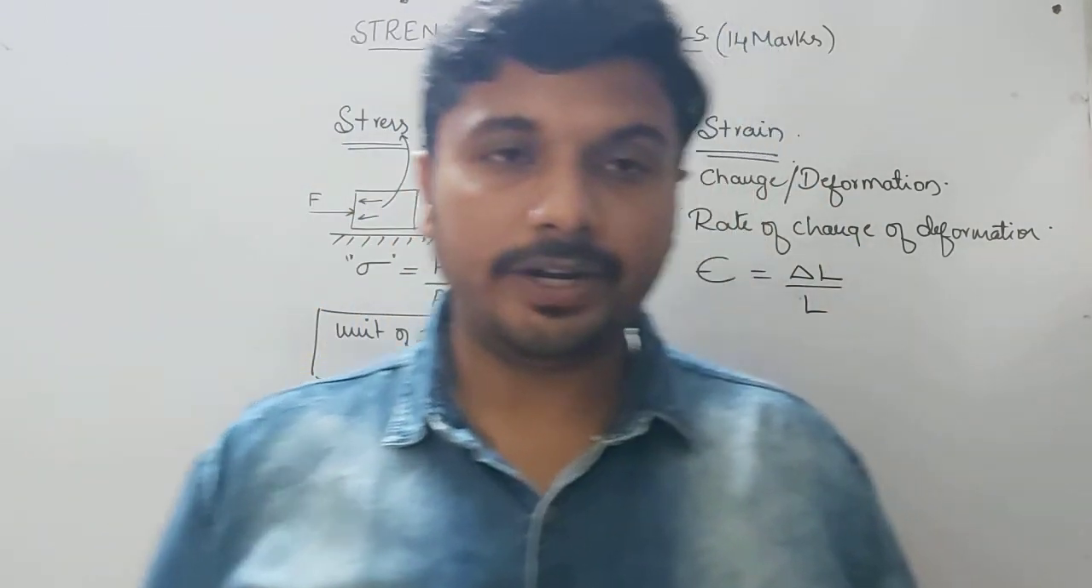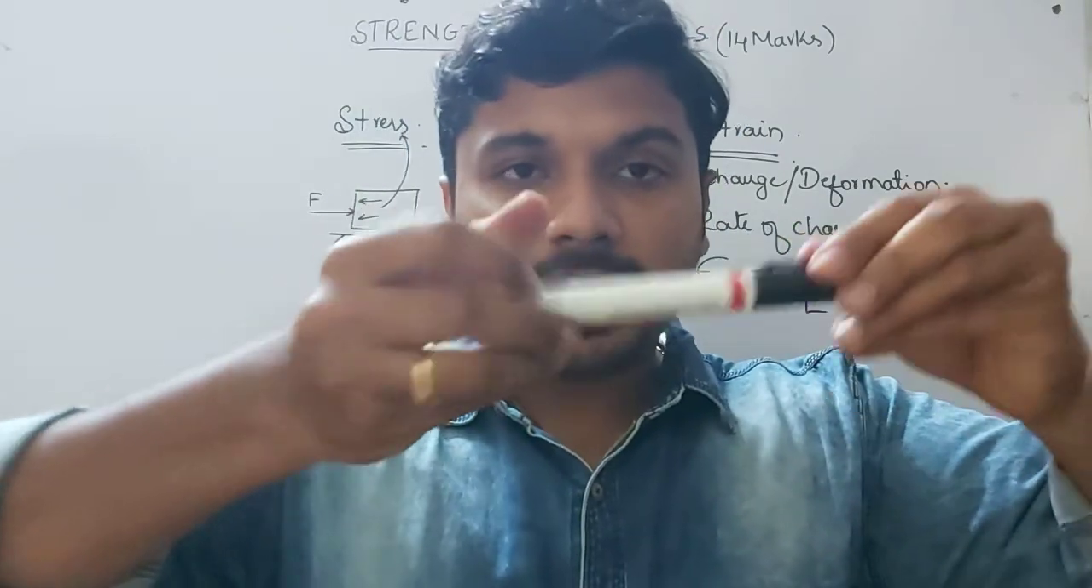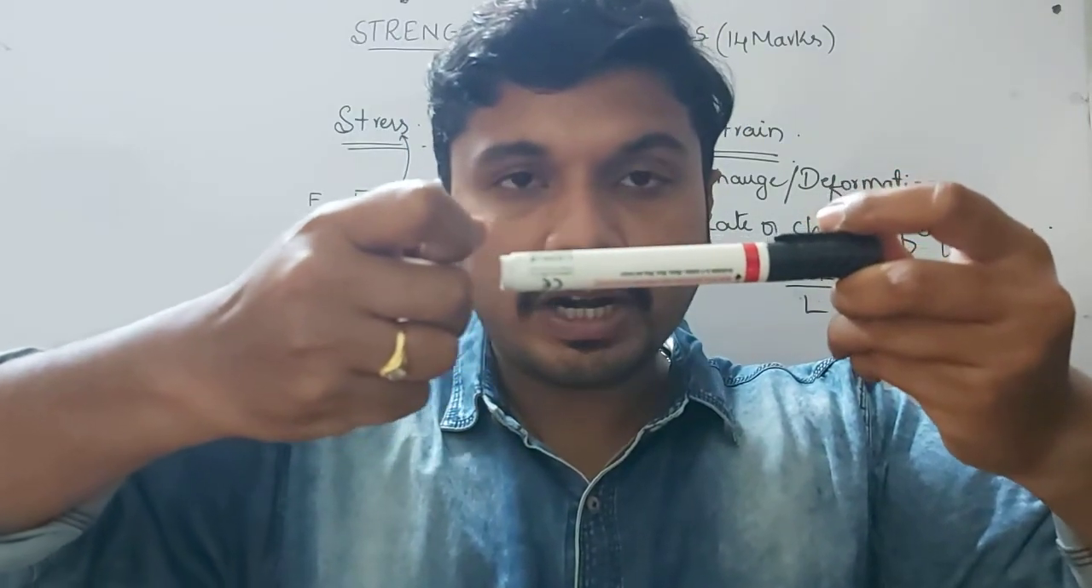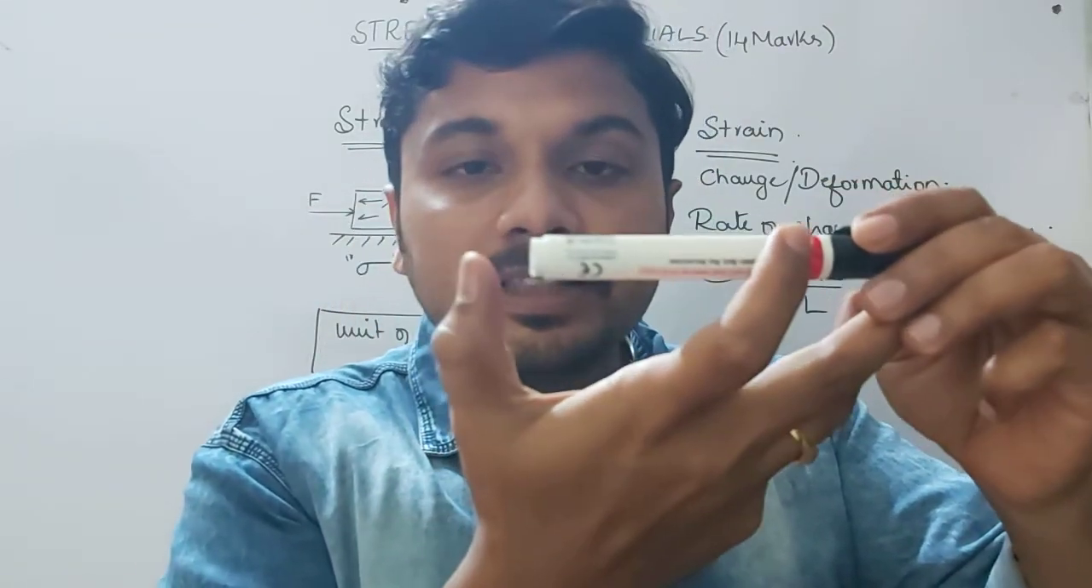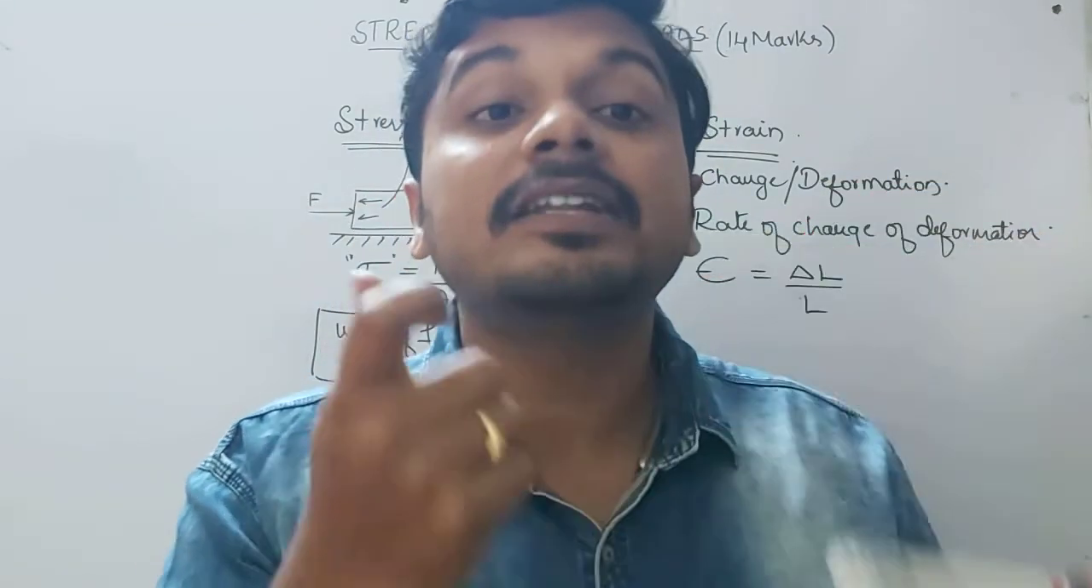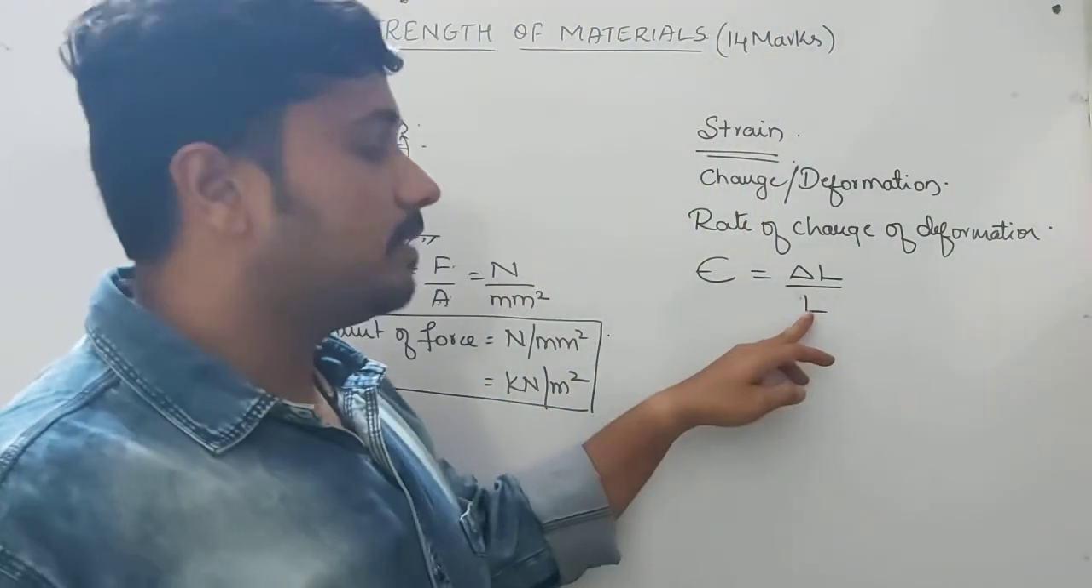So how is it calculated? Now for example, this is the bar. If I apply the force, what happens? The body tries to increase its length. Original length is this much, but the increased length is this much. What is this much length? That is nothing but the change in length divided by the original length.